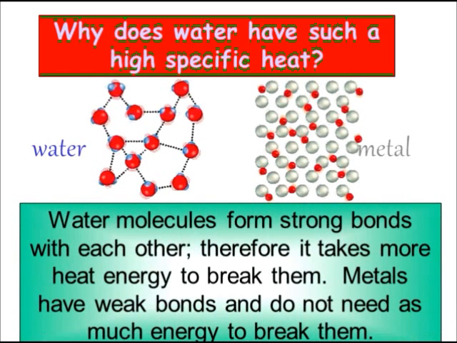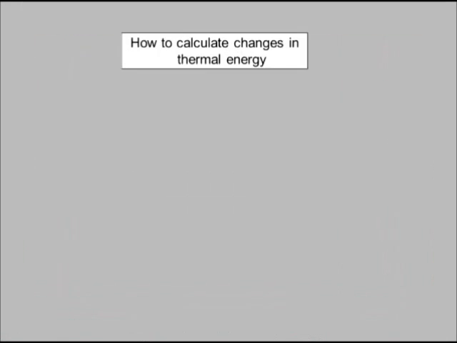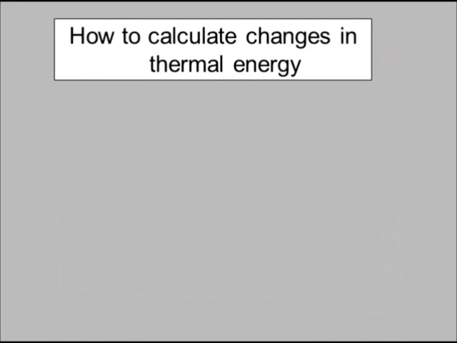So that water molecule forms some really strong bonds, so it takes a lot more energy, or heat energy, to break them apart. Whereas metals have weaker bonds, so it doesn't take as much energy. That's why once you heat metals up, you can shape them in the direction you want them to be shaped.